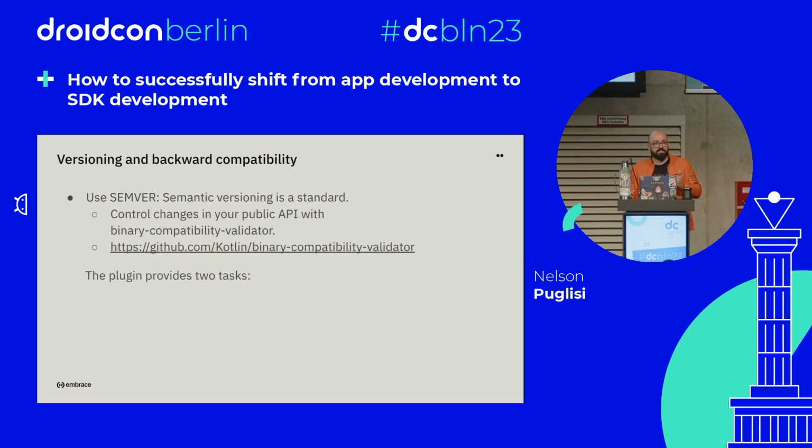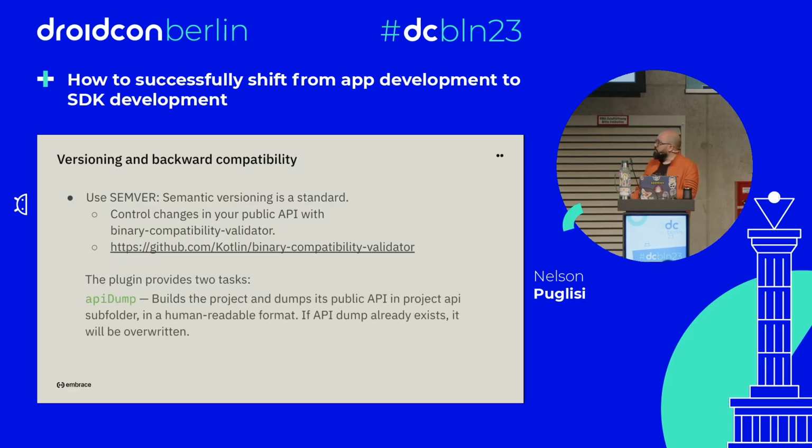On top of that, there is some tooling that you can add to your project. For example, the binary validator. It will validate your API. It will prevent unexpected changes on your API. It basically is a Gradle task that you can run on each PR. It creates a text file, human readable, that you can include in your repo. And if someone creates a PR that changes that public API, it will compare against the golden file and throw an error.